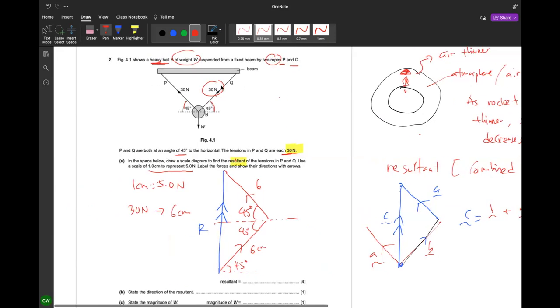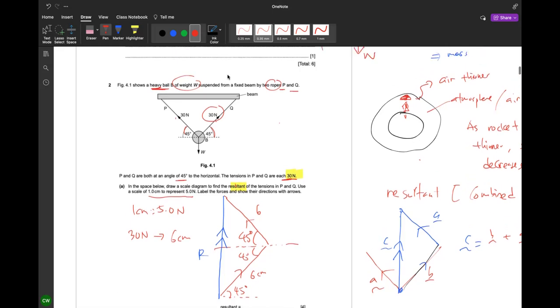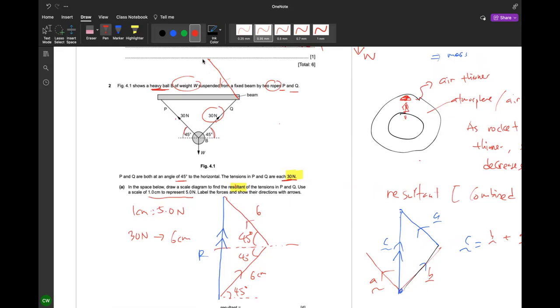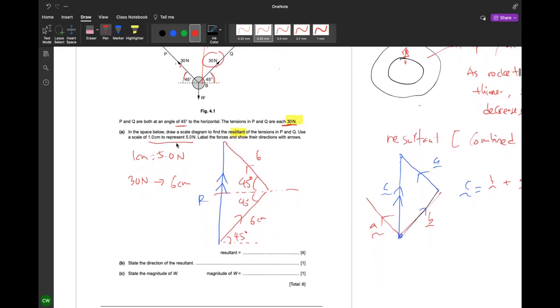So for this one also the same thing. We have 30 here, we have another 30 here. So this line, this one goes up, combine with this line. So resultant will be this line. 这个移上去。So now we are using the scale. 6 cm, 5 cm is fine. 6 cm is 30. So draw 6 cm, 6 cm here. And then this is 45 degree. So if 45 and 45, this is 90 degree.